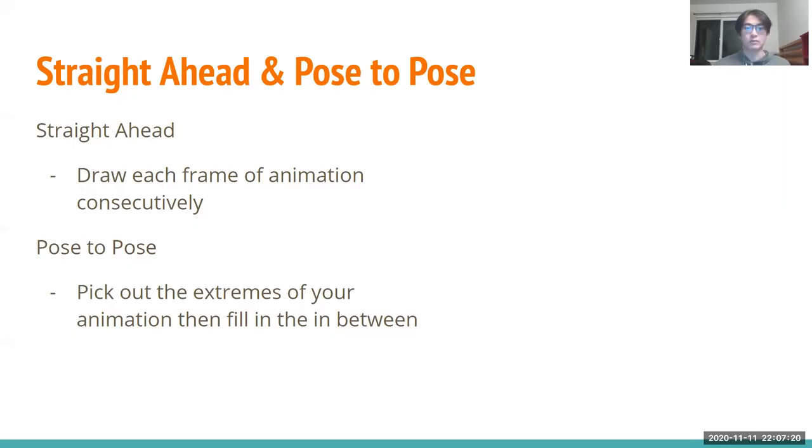So what this means is that you pick out the extremes of your animation and then you sort of fill in the gaps in between to lead up to those certain poses. Hence, it's called pose to pose. So here are some examples.